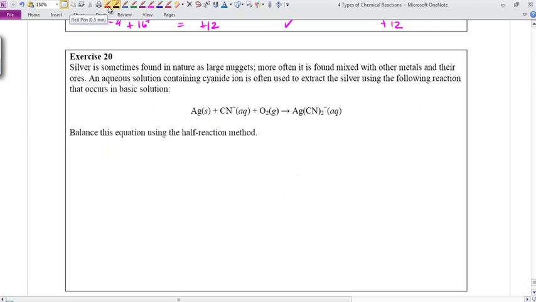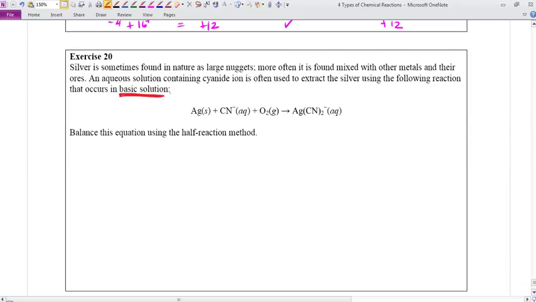All right, ladies and gentlemen, I have time to torture you with one final example, but this is a good one because this one is done in basic solution. So we need to figure out what is the nuance here. What is it that we do differently in a basic solution than an acidic solution? My answer to you is one little bitty thing at the very end. I cannot have any surplus, excess H plus ion in solution.